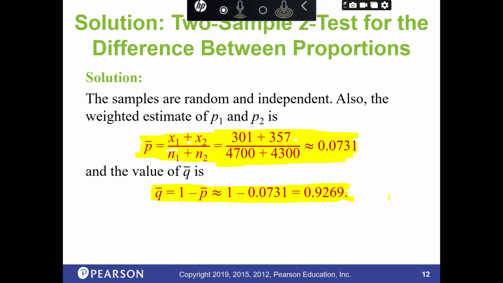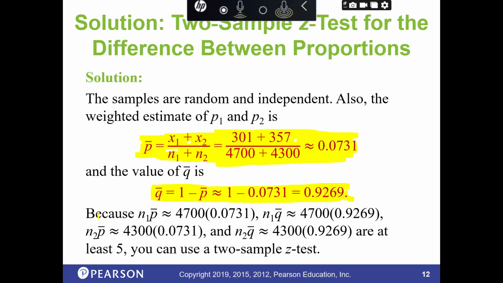You do have to test them to see if they're bigger than 5 at this point. And yes, they all are. I'm just going to write it in here, so you can just write bigger than 5. You have to test each one of those.